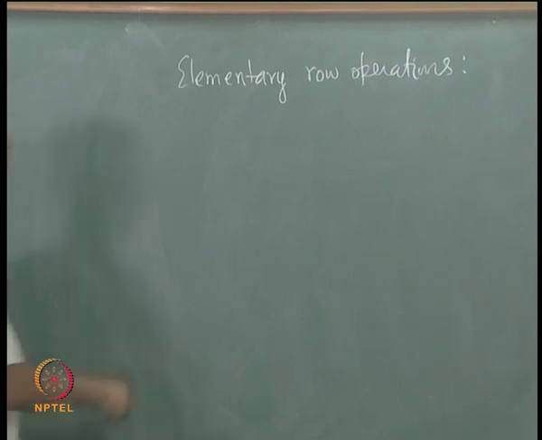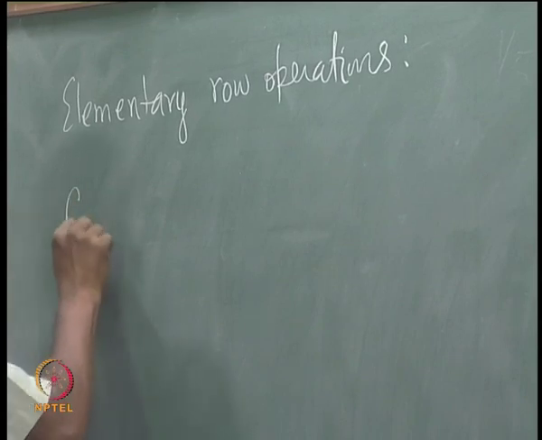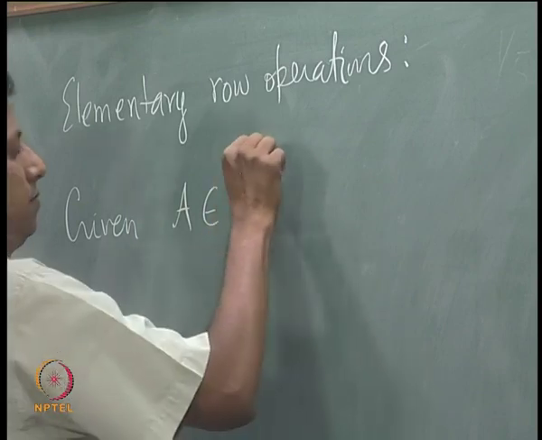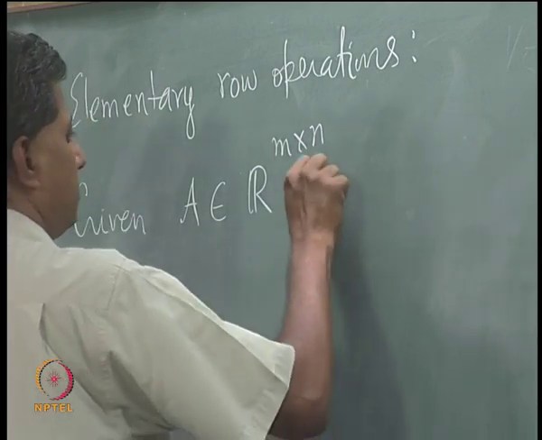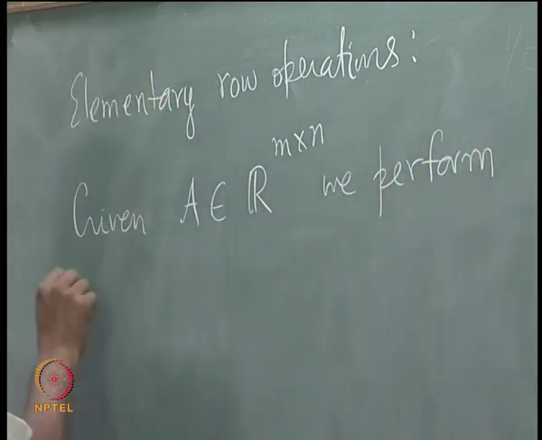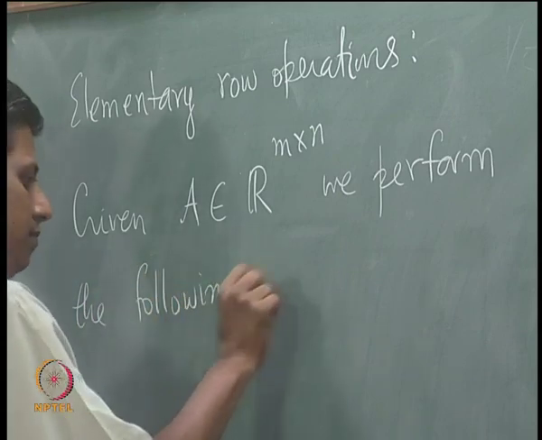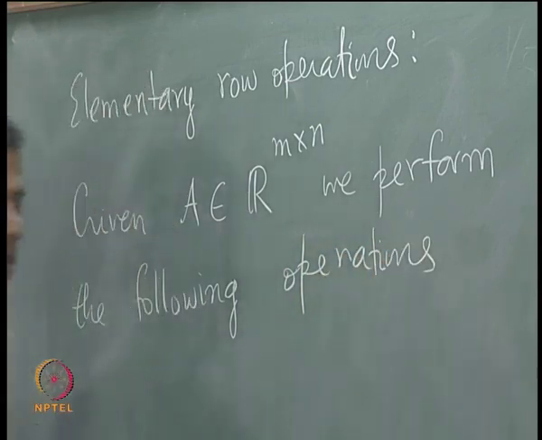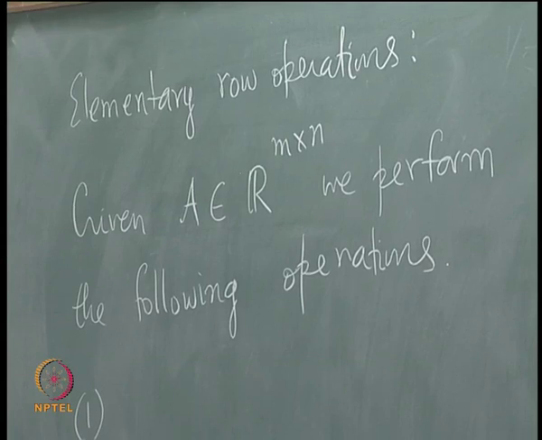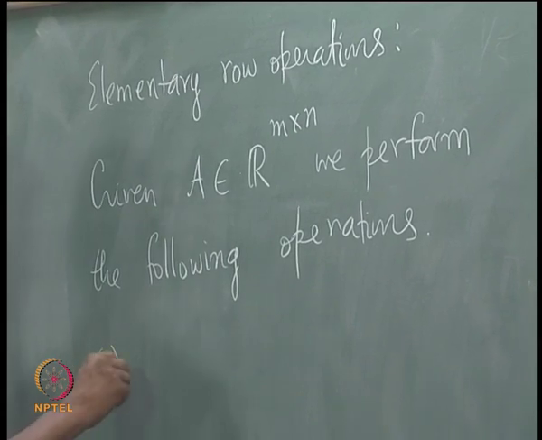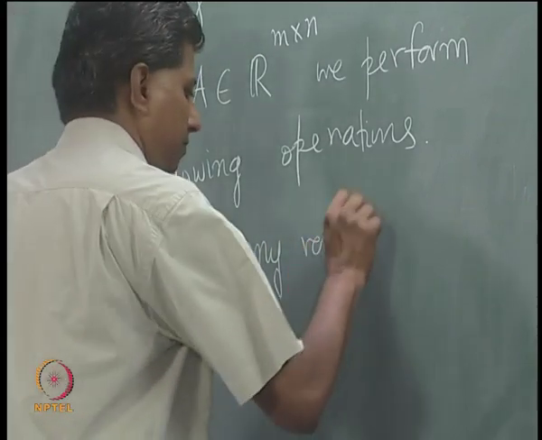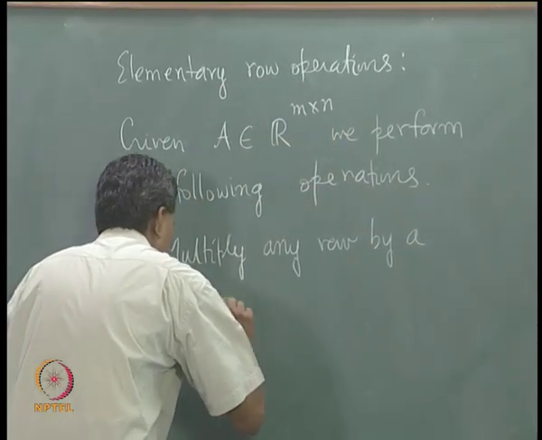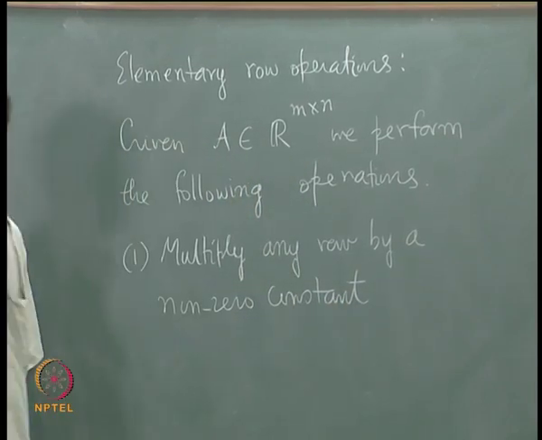Given a matrix A, we perform the following operations. The first one is: multiply any row by a non-zero constant. That is the first operation.